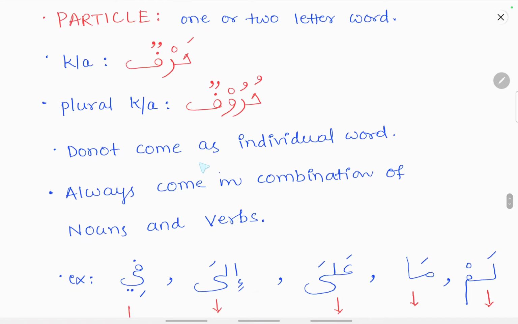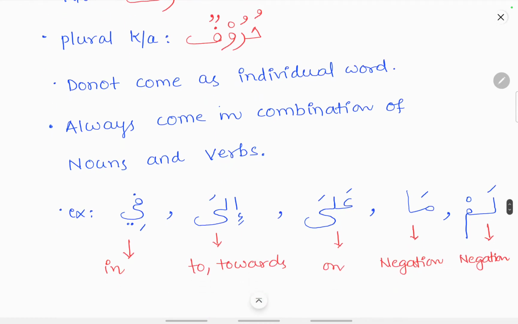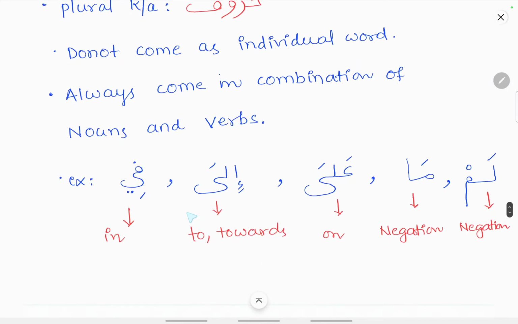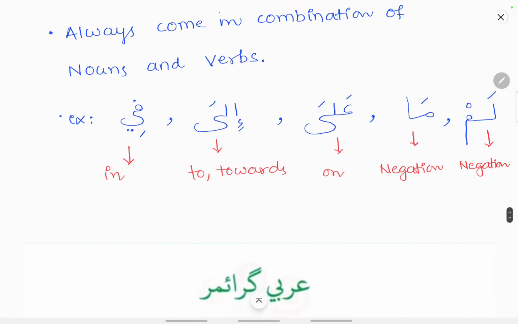These particles do not come as individual words. They always come in combination with nouns and verbs. For example, fi, the meaning of it is in, ila, to or towards, ala, on, ma is a negation particle, and lam is also a negation particle.